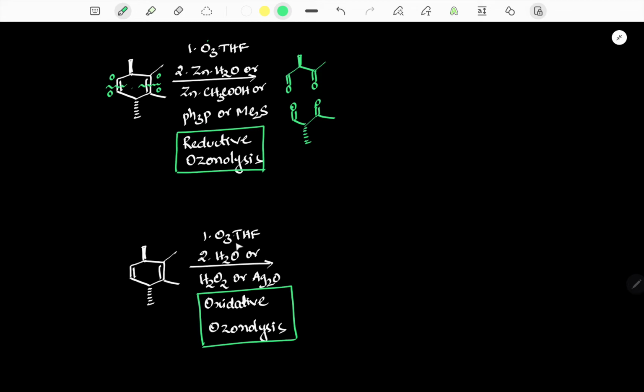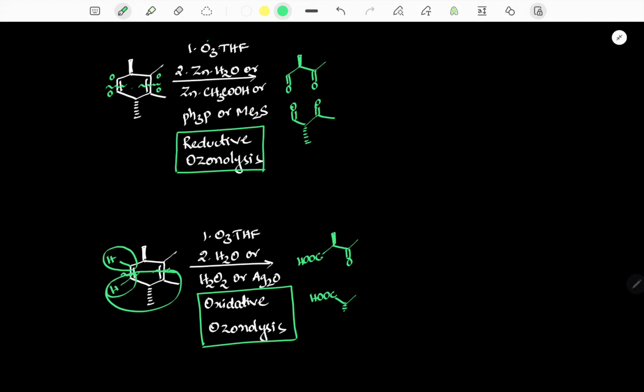When the same compound is treated with ozone followed by H2O, H2O2, or Ag2O, it is known as oxidative ozonolysis. In oxidative ozonolysis also, we have to dissociate the double bond, and because of the C-H bond this carbon undergoes further oxidation, and because of the C-H bond this carbon also undergoes further oxidation. Therefore the corresponding structure has a keto group, and this carbon is converted into carboxylic acid because of COOH.